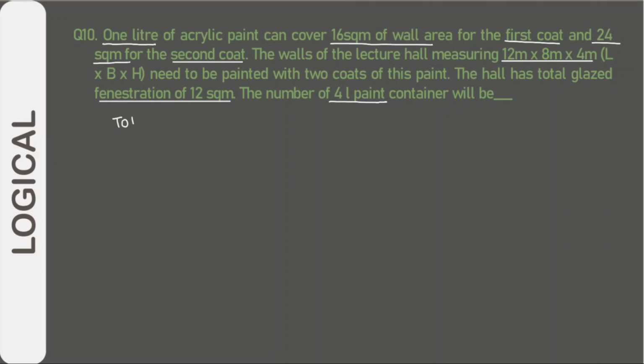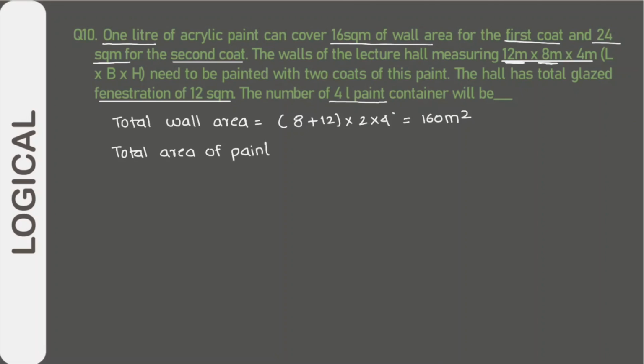So the total wall area will be 12 into 8, that is length into breadth, into 2 into the height of the room. So it is 160 meter square. The total area to be painted is 160 minus the glazed fenestration, that is 12 meter square, which is equal to 148 meter square.